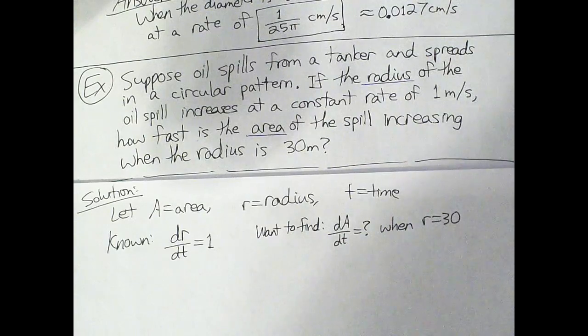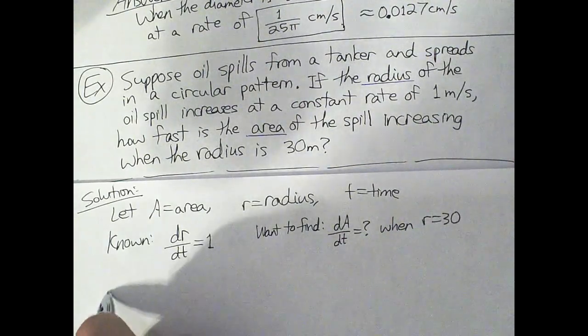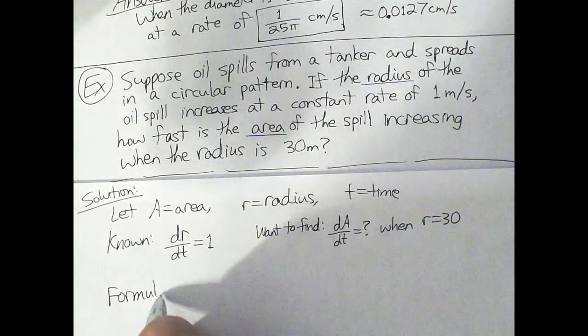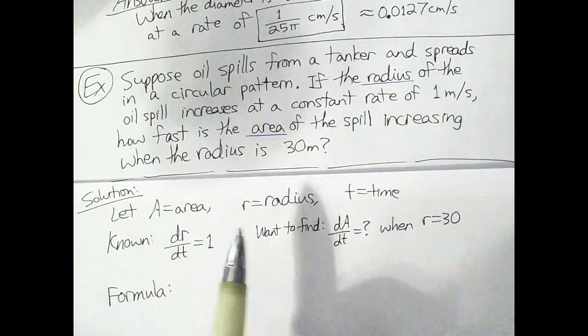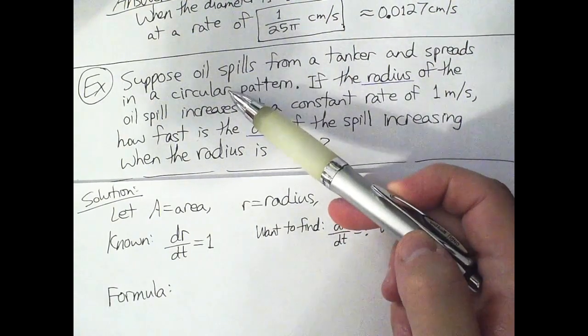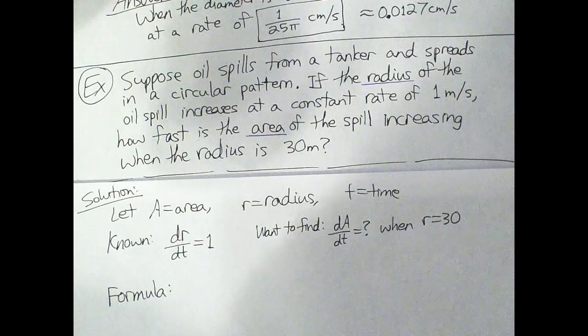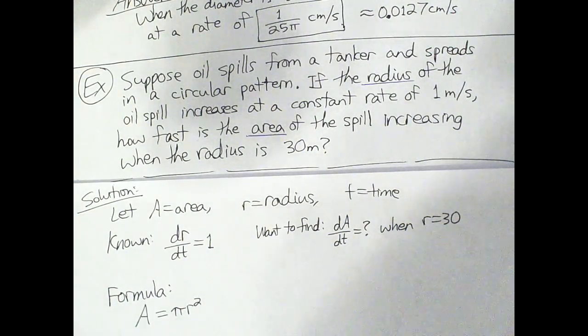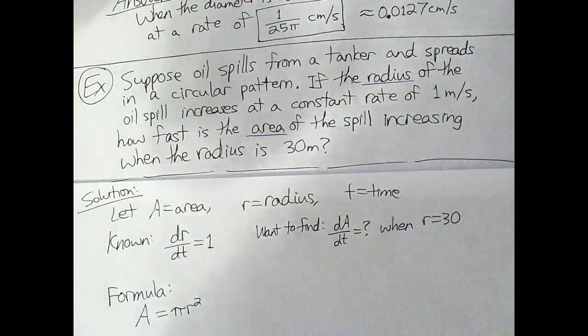What do we do at this point in a related rates problem? We write a formula for how these quantities, A and R, are related to each other. They're both parts of a circle, the area of a circle and the radius of a circle. In this problem, I want to use A equals pi r squared. That's not given in the problem, but the word circle tells me I need to use the formula for the area of a circle, and you should know this formula. Now, what do we do with it? Differentiate.